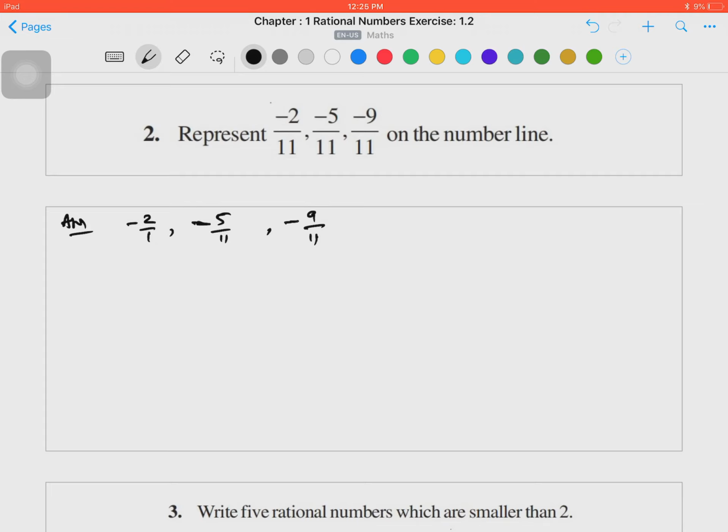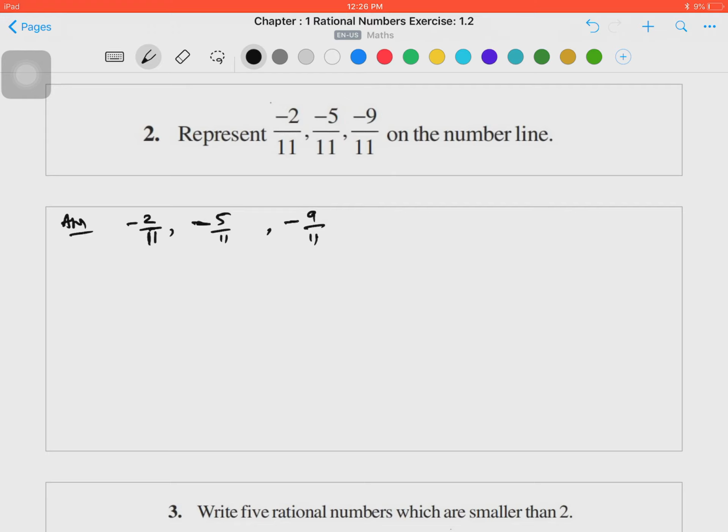Now we have these three numbers. As you can see, the denominator of each number is the same, which is 11. So we can represent all three numbers on the same number line. If the denominators are different numbers, then we have to represent each number on a different number line. But as the denominator is the same for all three numbers, we can represent them together on the same number line.